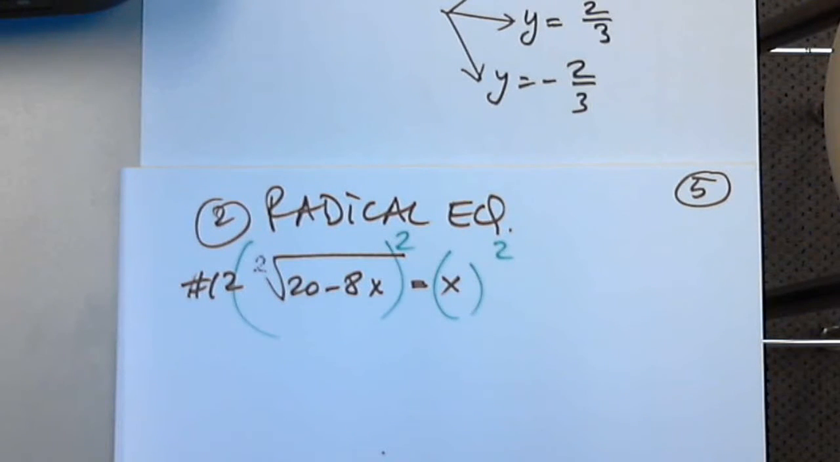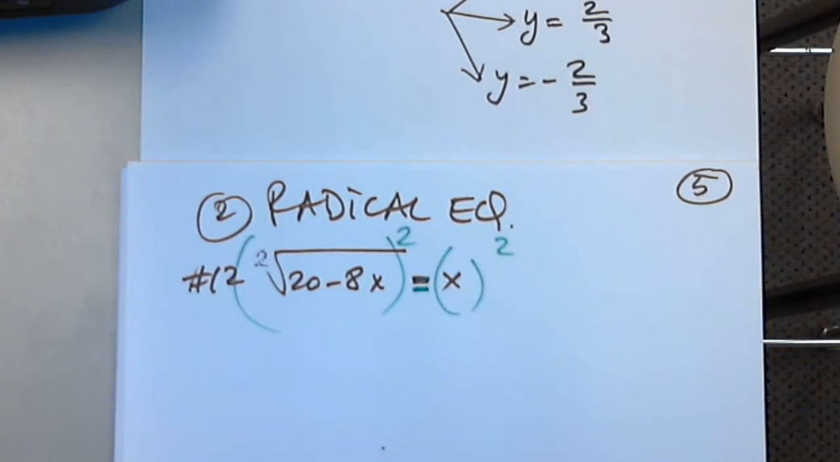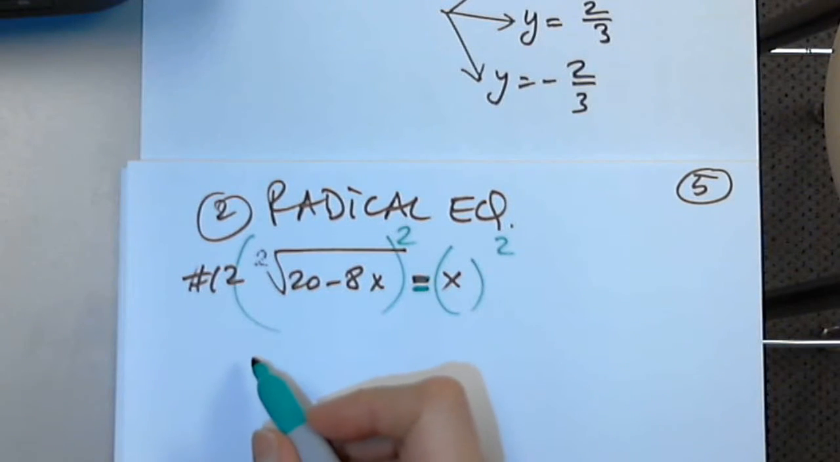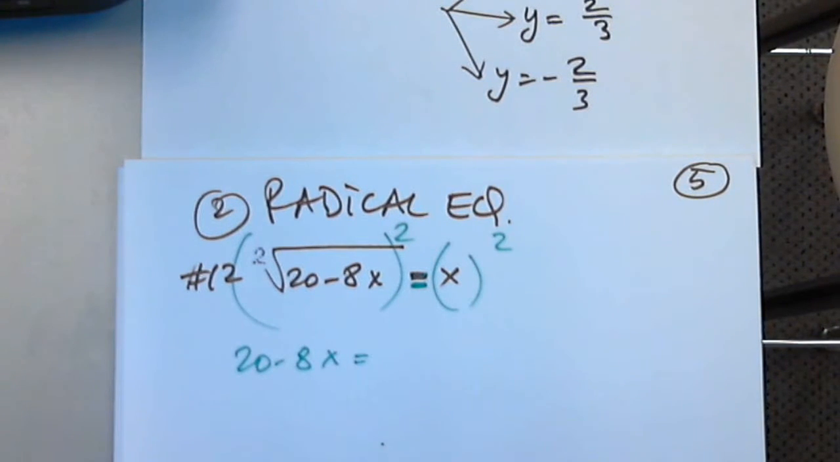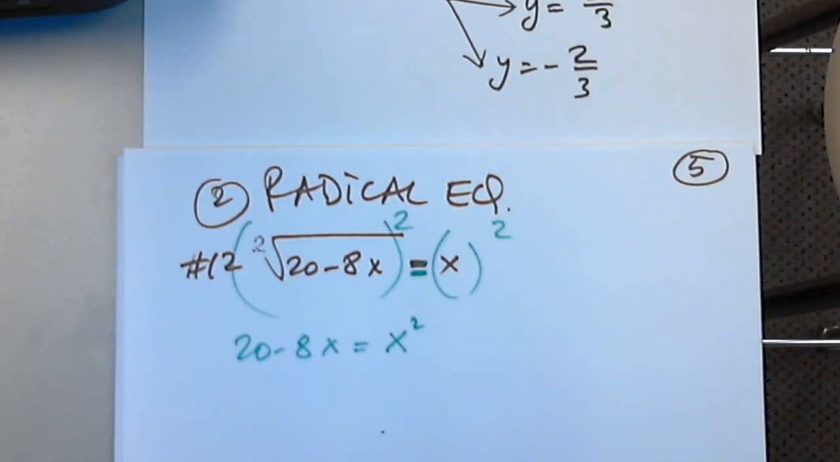Is that equal x or is it equals? I'm sorry. Thank you. Good. So what is the left-hand side then? 20 minus 8x. What is the right-hand side? X squared. Good. Now let's look at this equation and decide what it is. What is it? X squared plus 8x minus 20 equals 0.